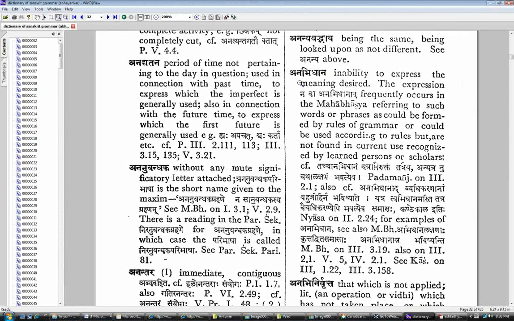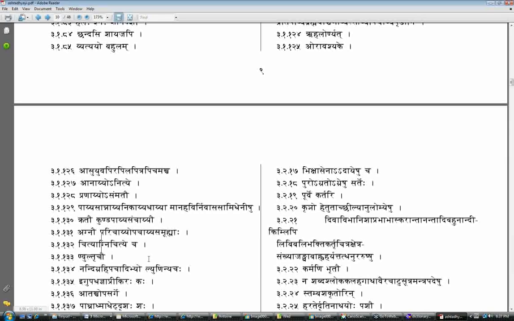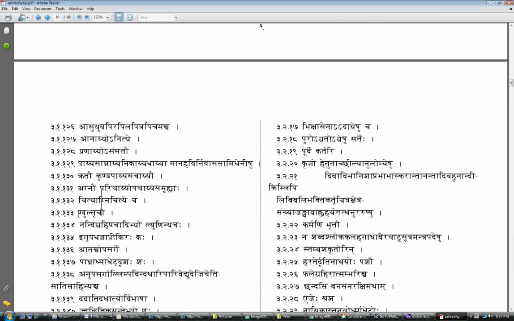So there may not be a grammatical reason for that also. Just because nul and trich exist doesn't mean you can take every dhatu and keep on forming. Grammatically it's okay, but there might be some reason why some of them are not used. But right now in this rule, it says any dhatu can take these two pratyayas. What are the pratyayas? Nul and trich.